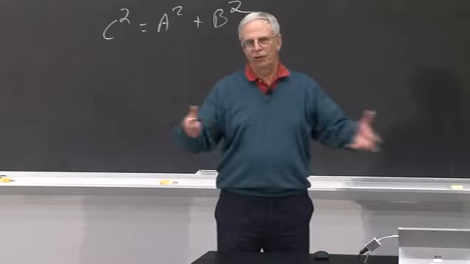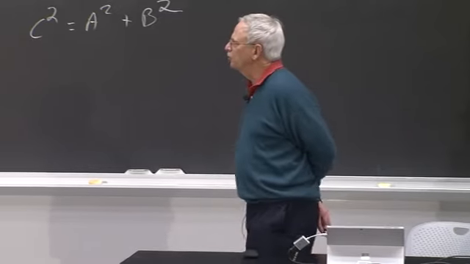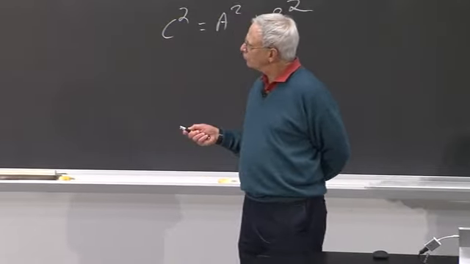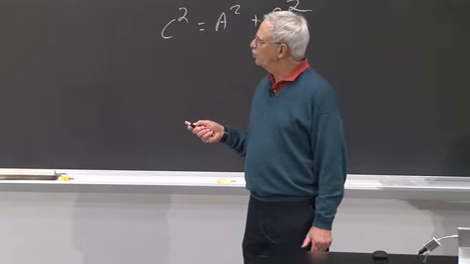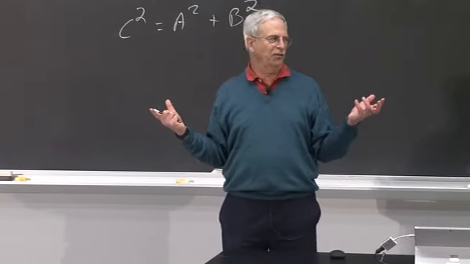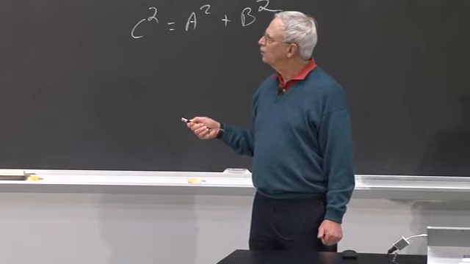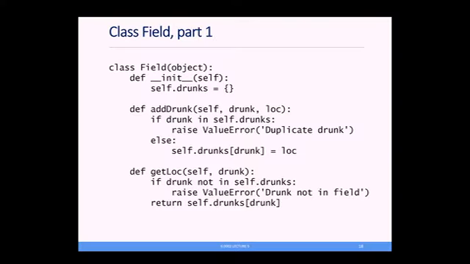So far we have two things that are immutable, drunks and locations. Let's look at fields. Fields are a little bit more complicated. So field will be a dictionary, and the dictionary is going to map a drunk to his or her location in the field. So we can add a drunk at some location, and we're going to check. And if the drunk is already there, we're not going to put the drunk in. We're going to raise a value error, duplicate drunks. Otherwise, we're going to set the value of drunk in this mapping to loc.